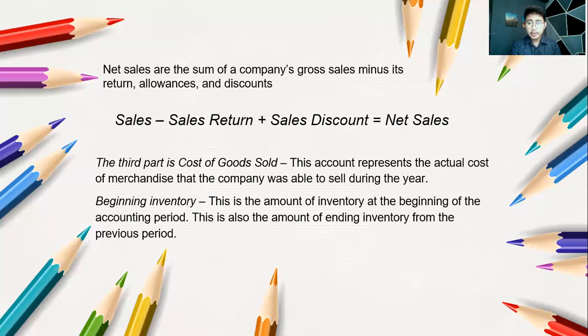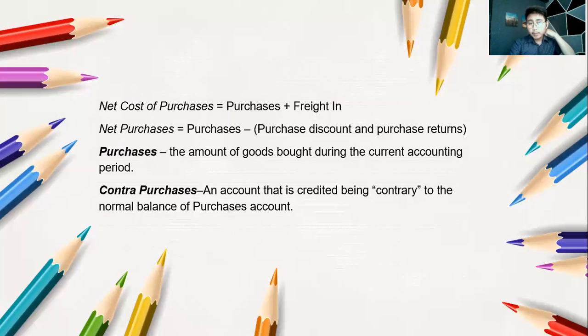So this is also known as the amount of ending inventory from the previous year. So magkakaroon po tayo ng beginning inventory galing po doon sa previous year or previous ending inventory nung taon bago yung taon natin ngayon. Okay? We also, to get the net cost of purchase, we have the purchases plus freight in. When we say net purchases, ito po yung mga purchases natin, then we have the purchase discount and purchase return.